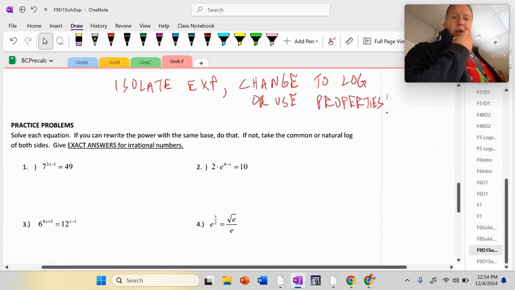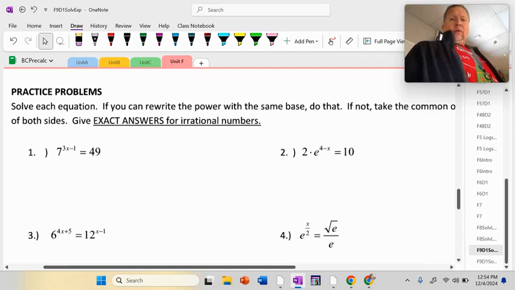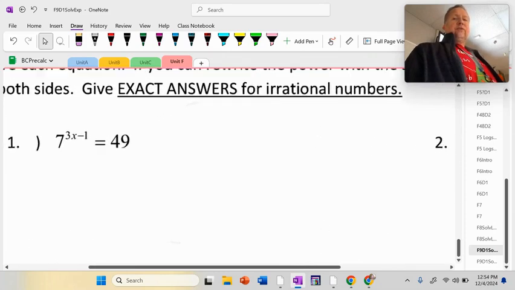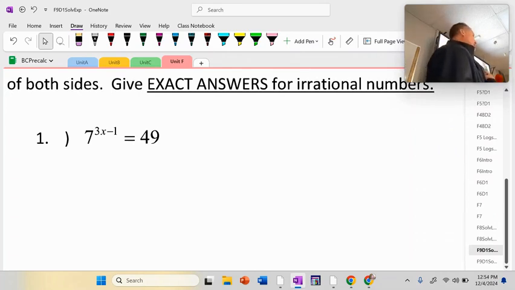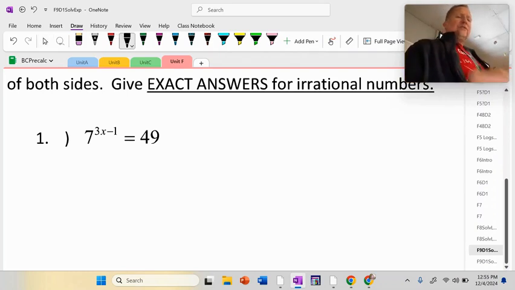Okay, so let's look at this first one. Change it to a power base, and if not, take a common log. So just give exact answers or, for irrational numbers, okay. I didn't read those directions, so maybe it's good because I did make a little mistake. I did decimals, which is not exact. But they're talking about irrational numbers, so I'll show you some things here.